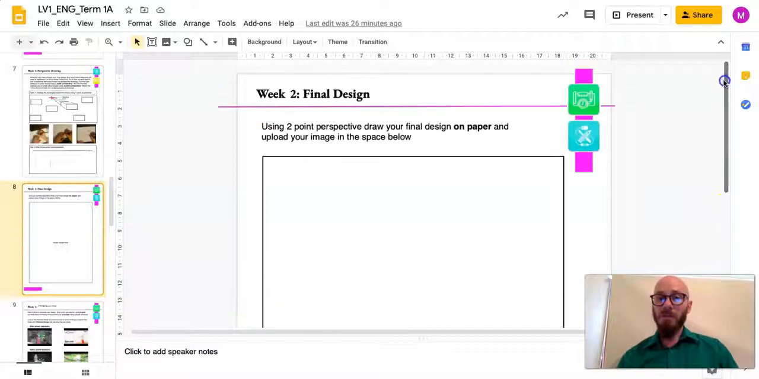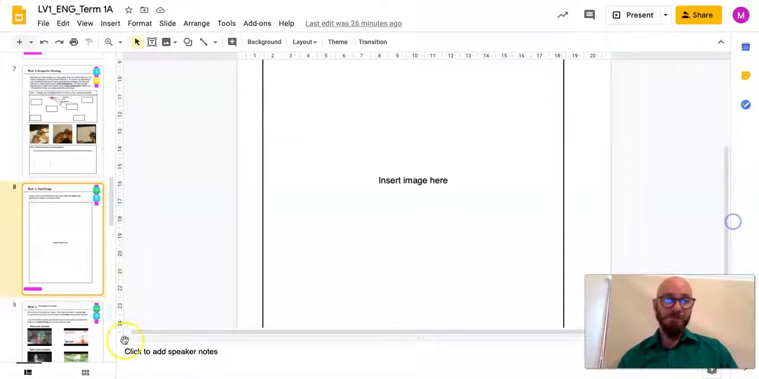Then what you need to do again in week 2 is using A3 paper, or A4 if you don't have A3, a 2-point perspective drawing of your final design on paper with annotation and color, and then taking a picture of your image and uploading it into this place here.